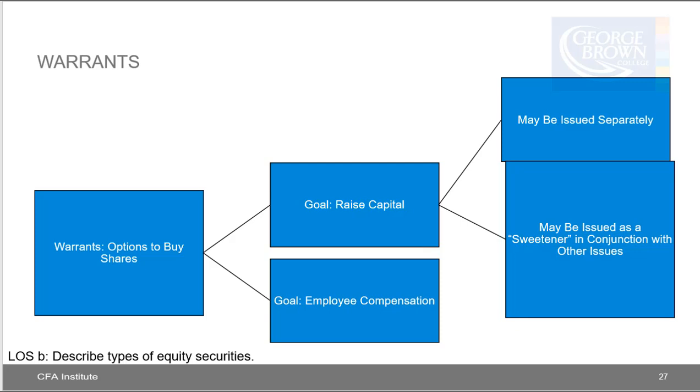So options give you the right but not the obligation to buy the stock at a pre-specified price called the exercise price or strike price, and it's prior to a pre-specified expiration date. So you can see that warrants are not securities with an infinite life. There's going to be an expiration date. Now, a company may issue warrants to investors to raise capital or to employees as a form of compensation. So you can see there's two goals there.